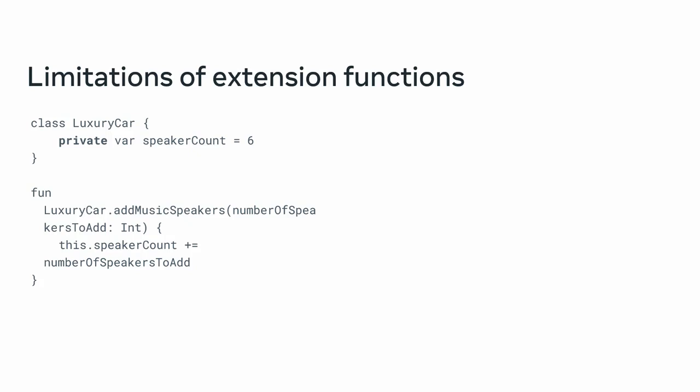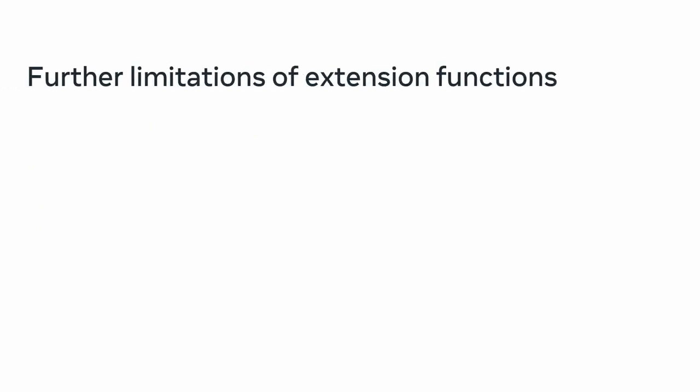So let's say in the previous example, we add the private visibility modifier to the variable speaker count and try to run it again. It will result in an error showing that speaker count is private in luxury car. Another limitation of extension functions is that they are resolved statically. Let's look at what that means.